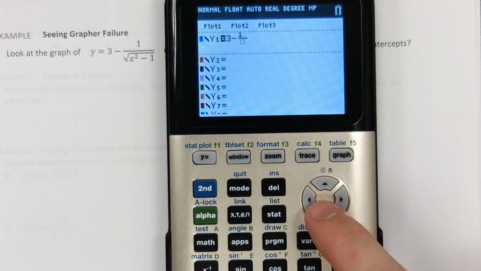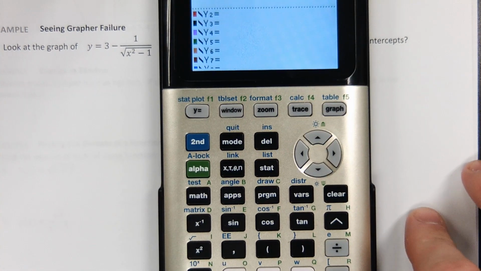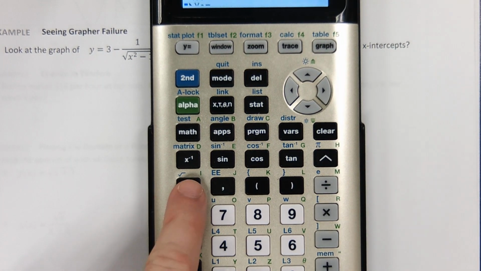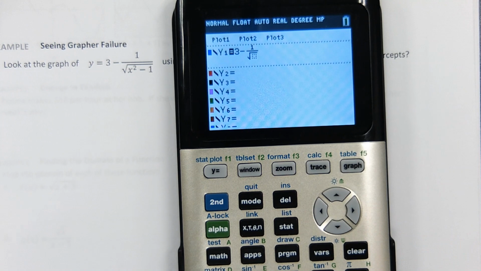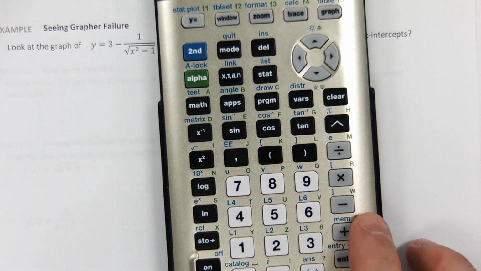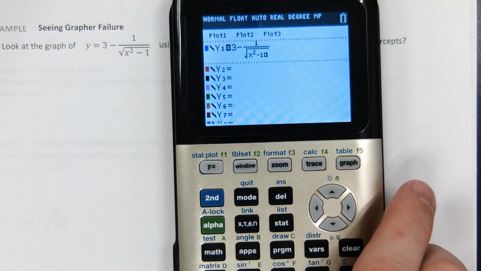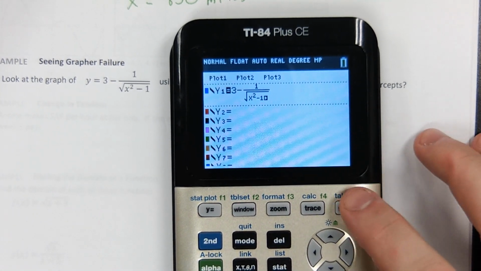Okay, 1 here. And then I'm going to press down to get into the denominator. And now I'm going to use square root. Square root is going to require me to press the second button to get the blue command. So second square root. X squared minus 1. Boom, baby. There it is. And then I'm going to hit graph.